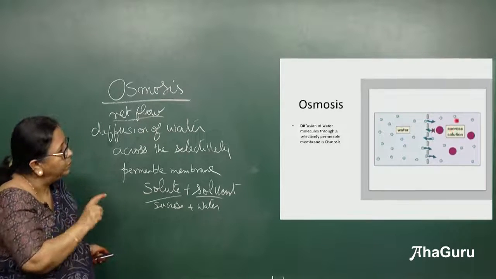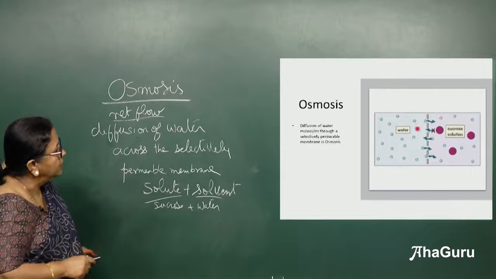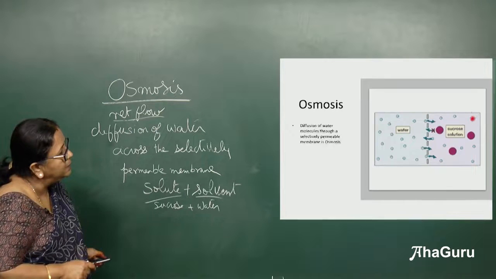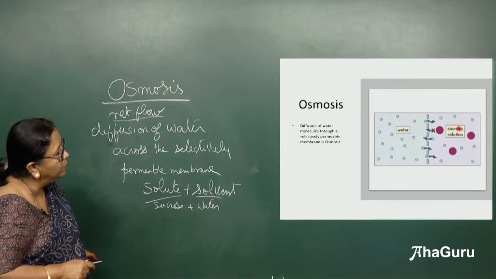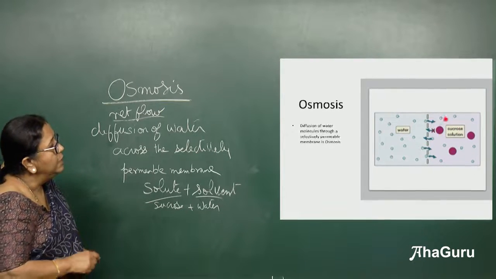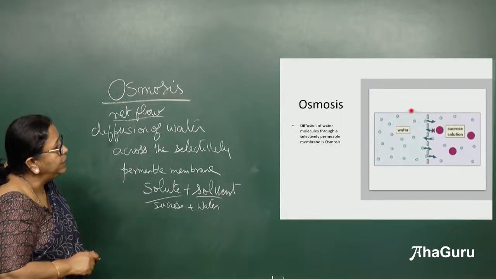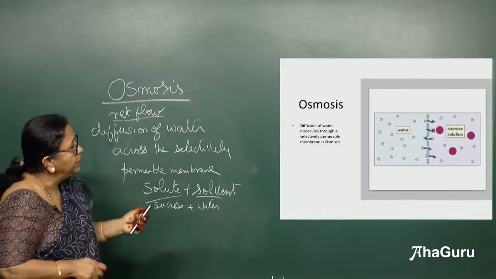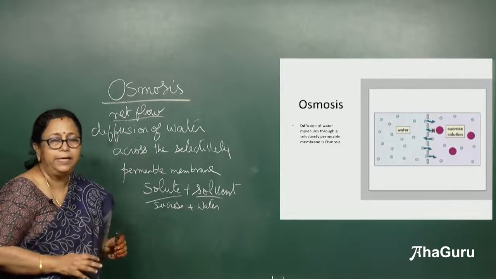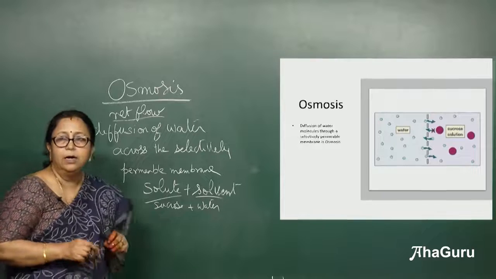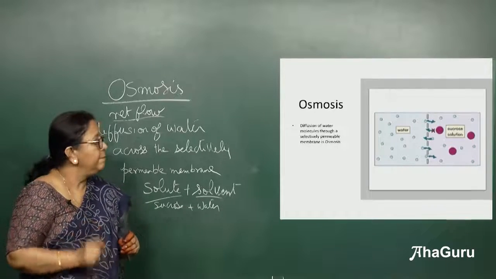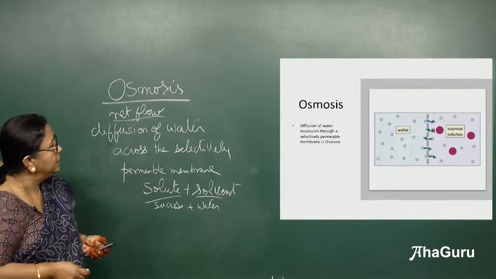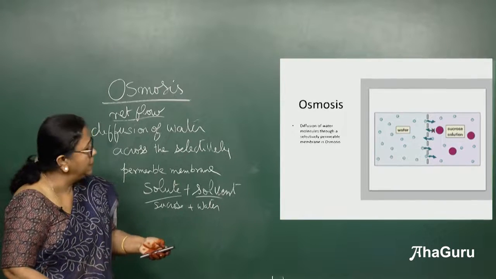Net flow is the direction in which more molecules move. In this case, the number of water molecules diffusing from A to B is much higher compared to the number of water molecules going from B to A. So the net flow is from A to B. The water molecules will move from A to B. So it is simply a diffusion of water across the semi-permeable membrane. That's all osmosis is. Let us look at certain conditions to understand this better.